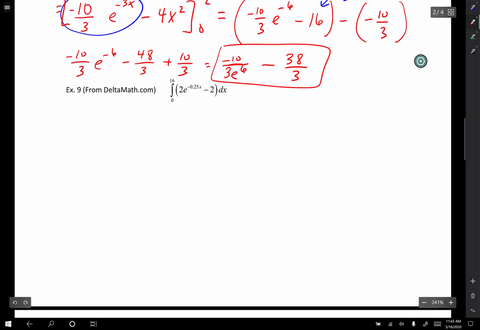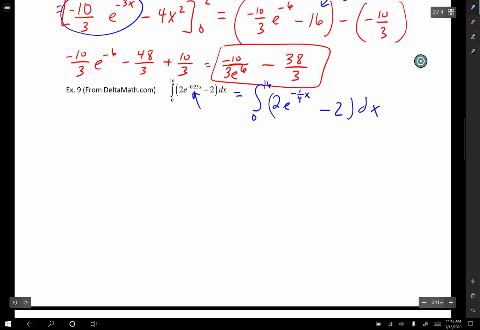All right, let's do this one here. So this one is coming from Delta Math. What I would do before even starting anything, I would rearrange this. Let me put it in blue so we don't confuse it with the one on top. I would rewrite it, guys. I'm going to go integral 0 to 16 2e. Then negative 0.25 is the same thing as saying negative 1/4 x. Negative 1/4 x minus 2.